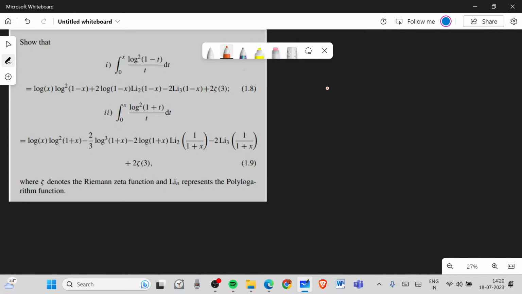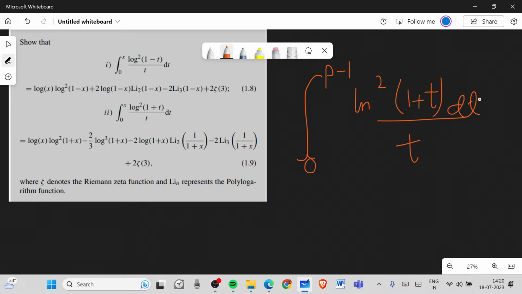So basically, to do this again, I'm doing the same thing, 1 by 1 plus x. So 1 plus x, so x minus 1. So I'm writing it for 0 to p minus 1. P minus 1 ln square 1 plus t by t dt. I shouldn't say, but it's a tougher question than the previous one.